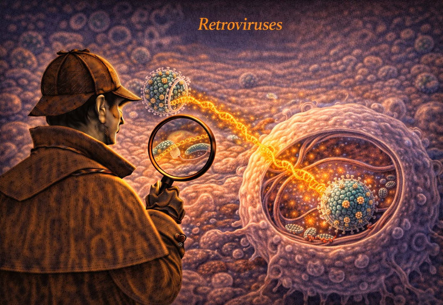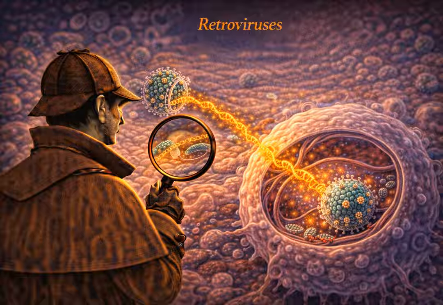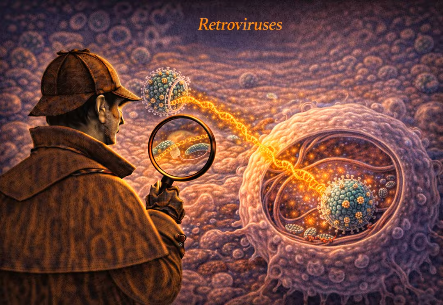Okay, we've surveyed the enemy. We know the vehicle, the engine, and the crew. Now let's watch the heist. Section 3 of Murray is the replication cycle. He describes this as a target-rich environment for pharmacology, which is a great way to think about it. Every step is a potential drug target. Step 1, entry. This isn't a simple crash into the cell situation. It is a highly specific, multi-step handshake.